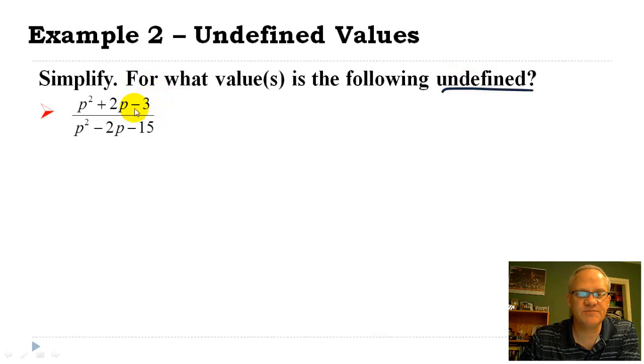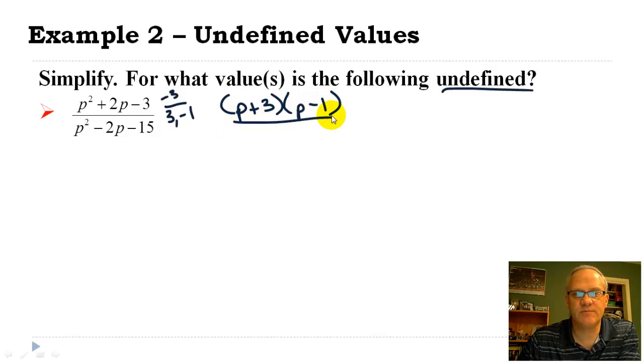All right, so let's factor these. I'm looking for two numbers that multiply to be a negative 3, but add up to 2. So that's going to be 3 and negative 1, right? So I've got p plus 3, p minus 1 on the top. On the bottom, two numbers that multiply to be negative 15, but add up to be negative 2. If you think 5 times 3, one would have to be negative, so it's going to be a negative 5 times a positive 3. When I add those, I get a negative 2. So p minus 5, p plus 3.